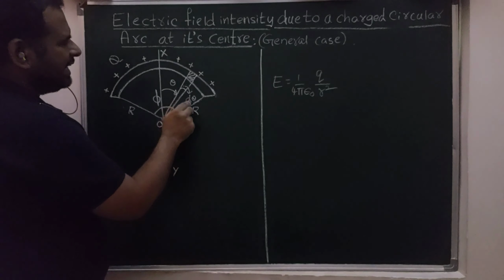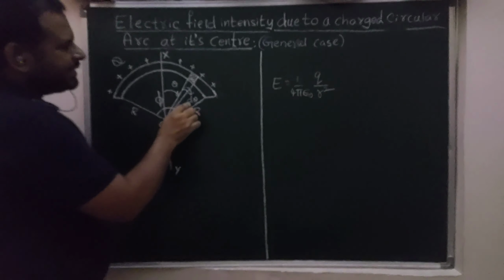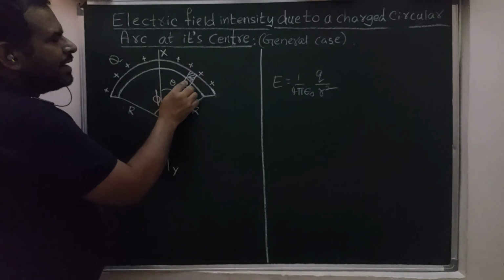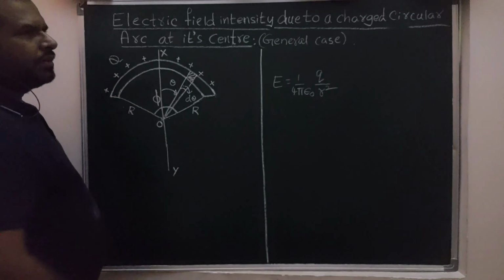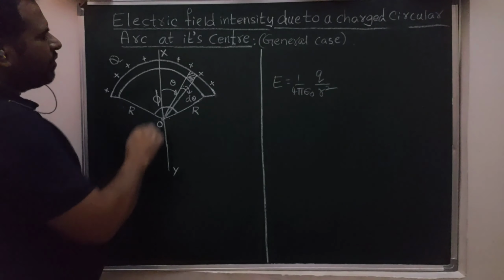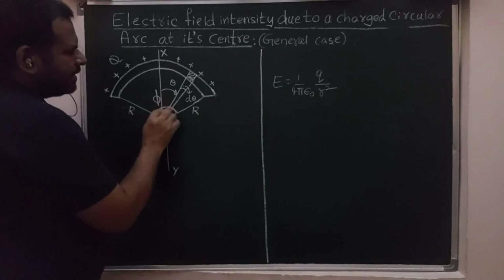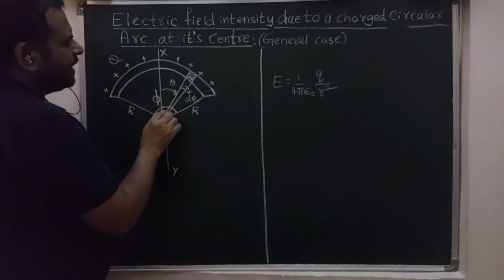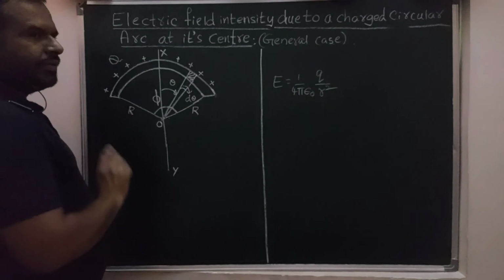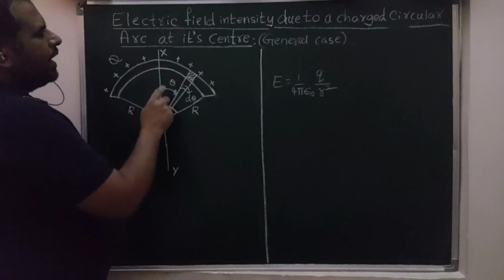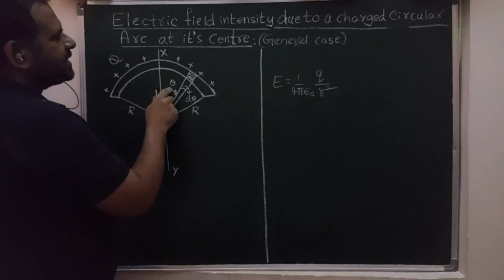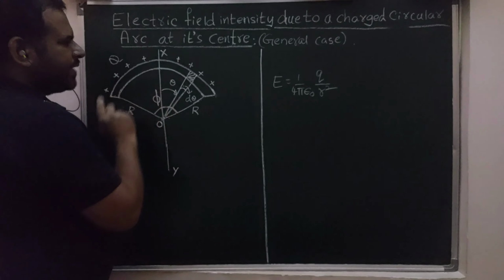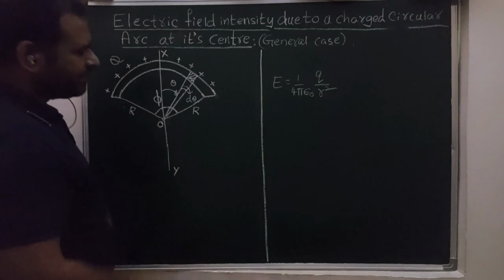Don't get confused with d theta, theta and phi. What is d theta? Angular width of the polar segment. What is theta? Angle made by the polar segment with the bisector. And what is phi? Phi is the total angle, the angle made by the arc at its center.